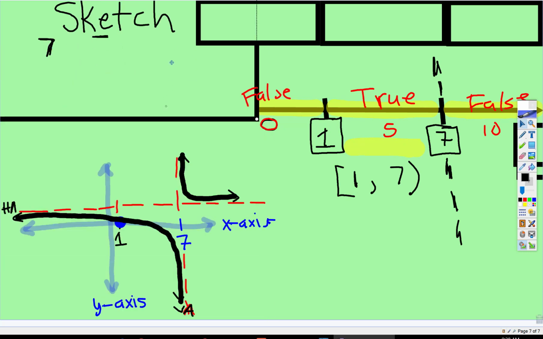So let's look at this graph again. Here we have between 1 and 7, and here is our x-axis. Oh, look at it. Between 1 and 7, the values are negative. From -infinity up to 1, you're above the x-axis, and after 7, you're above the x-axis. So whether you graph it or whether you use the number line, both of those things are true. All right, that's it for this one.